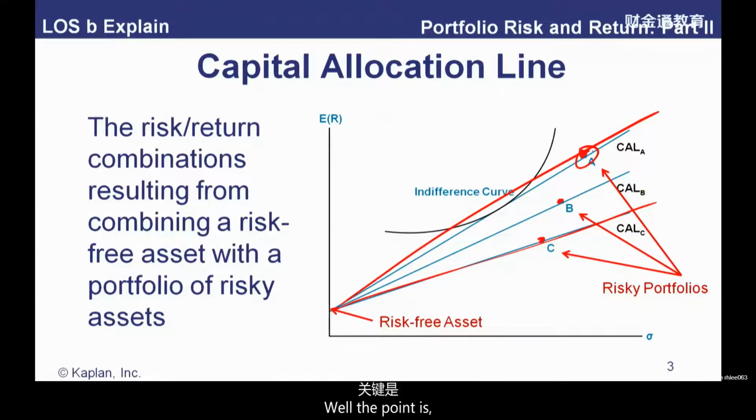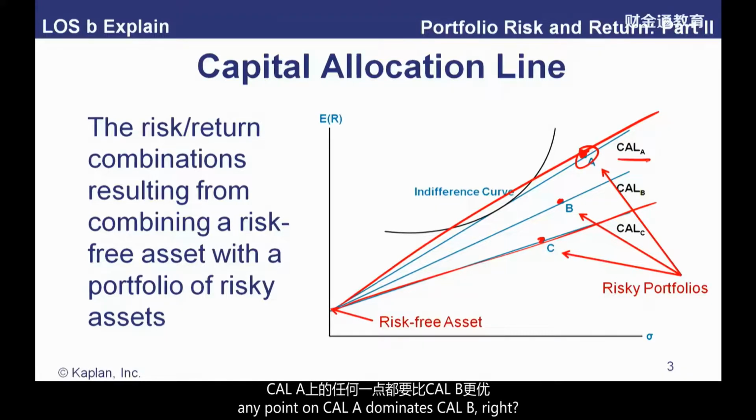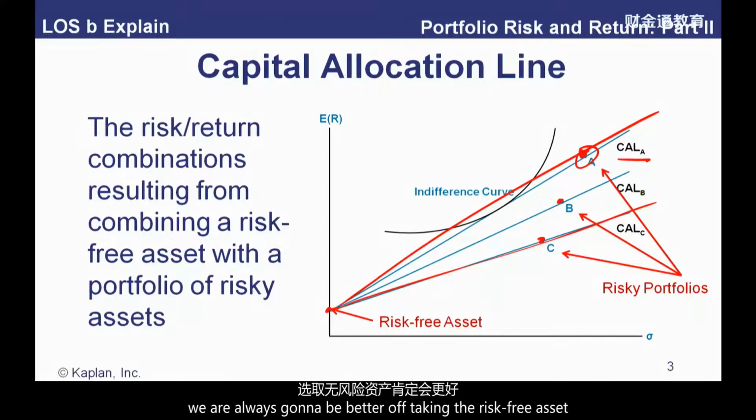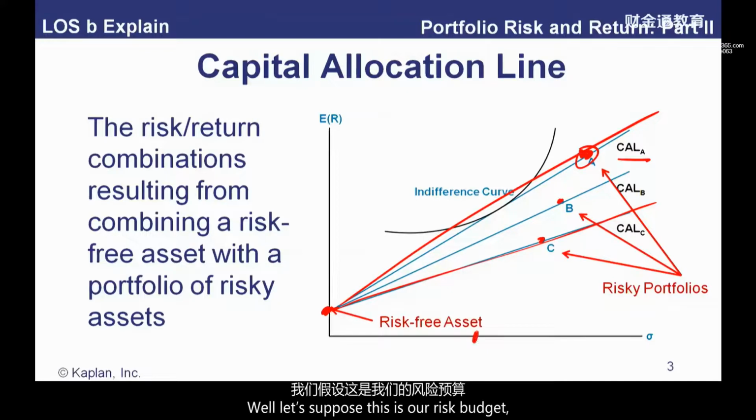Okay, well, the point is, it's really important to recognize that any point on CAL A dominates CAL B, right? So in other words, other than the intercept over here, where we're 100% in the risk-free rate, if we're going to do any portfolio combinations, we're always going to be better off taking the risk-free asset and combining it with portfolio A, because it gives us the steepest slope on the CAL. Why is that? Well, let's suppose that this is our risk budget.